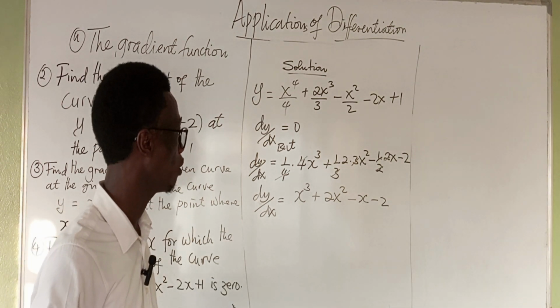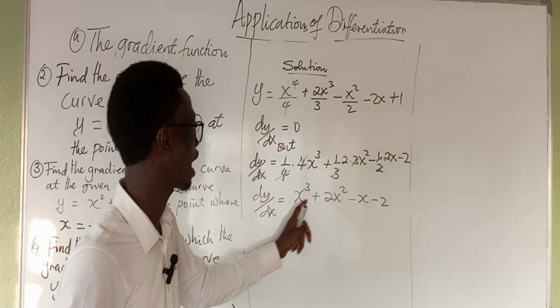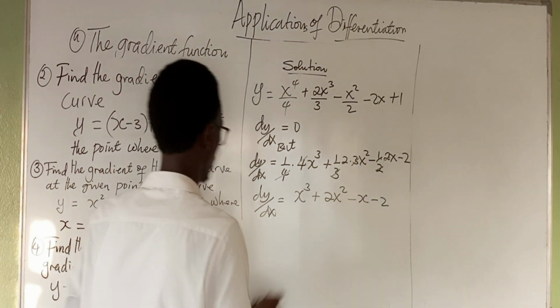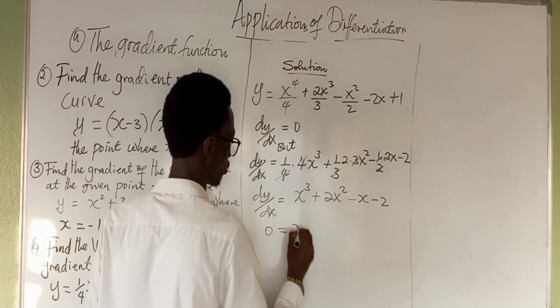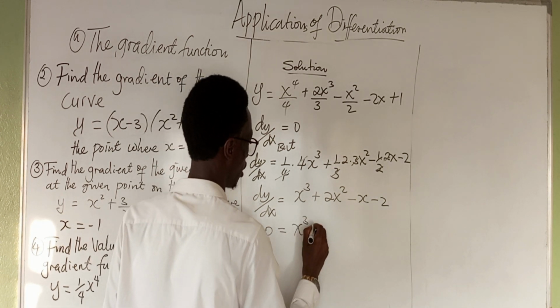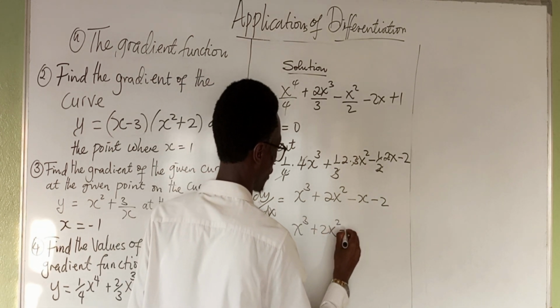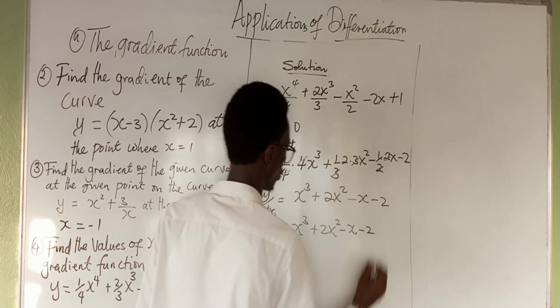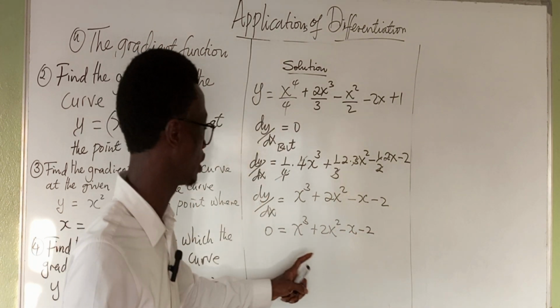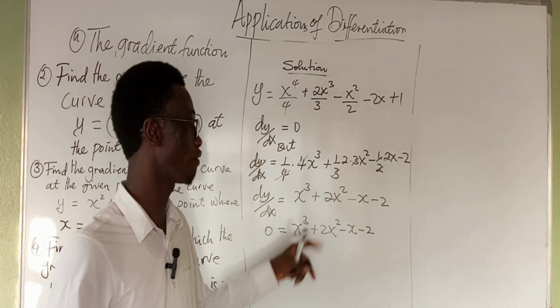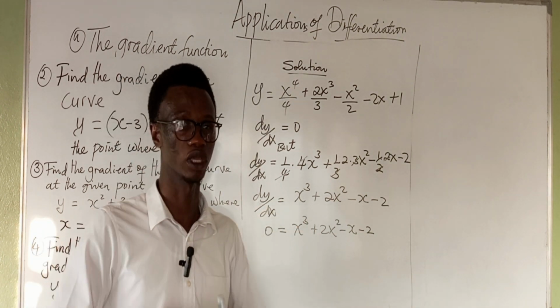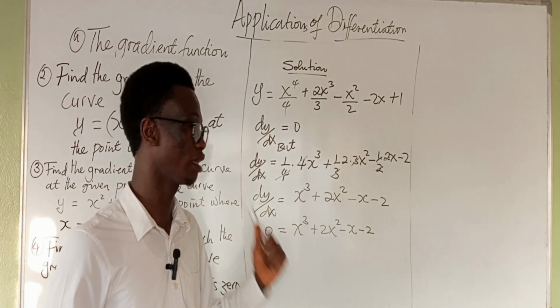Okay, so now what do we have to do here? We are asked to find x. Remember, this means 0 equals to x cubed plus 2x squared minus x minus 2. How do we factorize this one? Because this is a polynomial, the power is greater than 2 here.